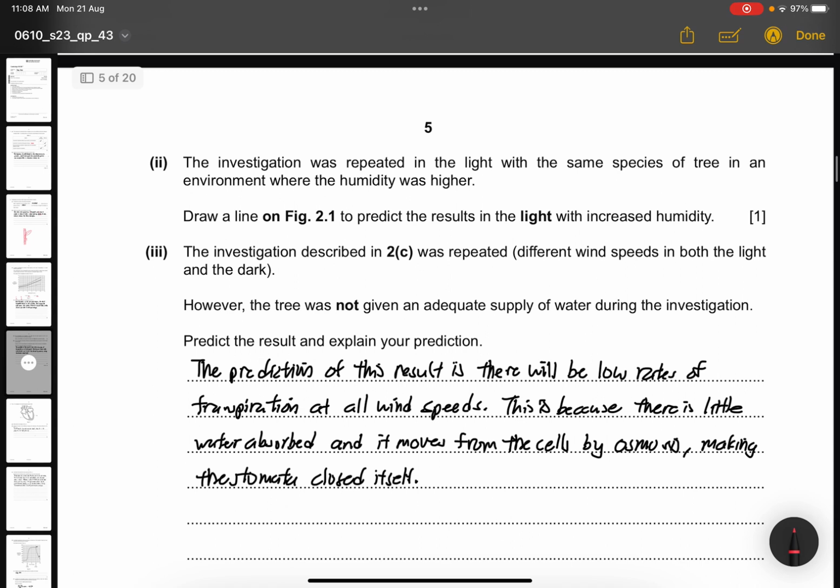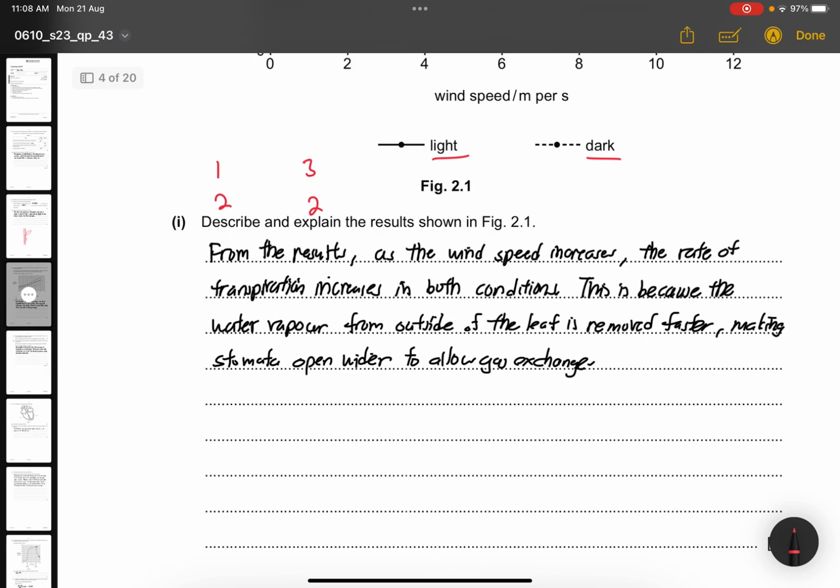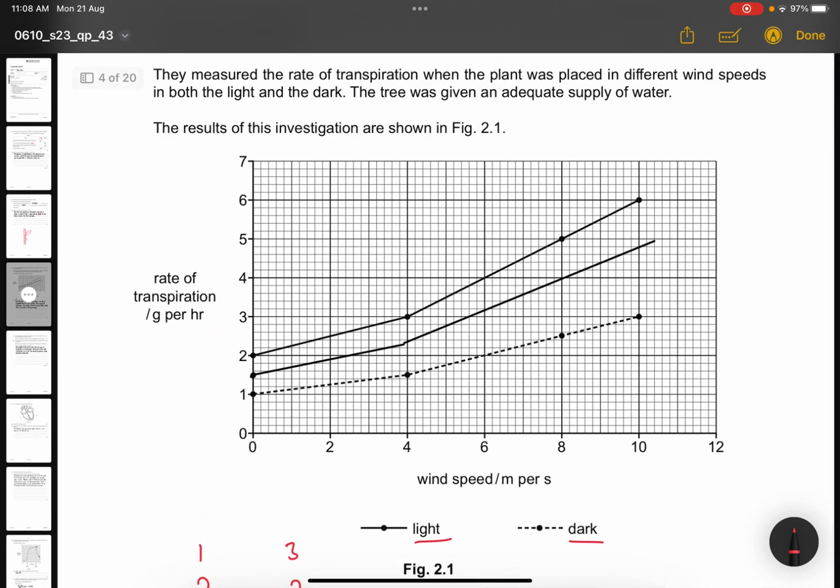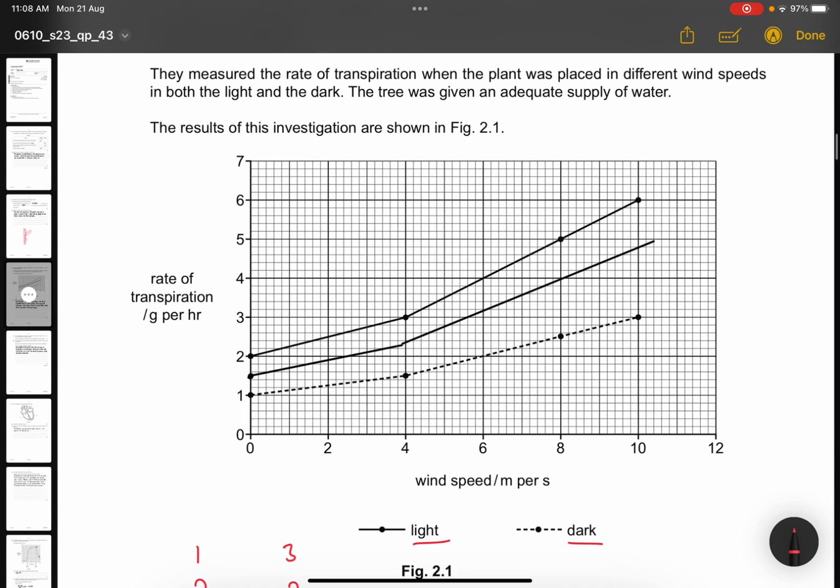Part 2. The investigation was repeated in the light with the same species of tree in an environment where the humidity was higher. Draw a line on figure 2.1 to predict the results in the light with increased humidity. So this is just the original line. So when it's increased humidity, it will be below this line. It will be below this one, which is this. Okay.